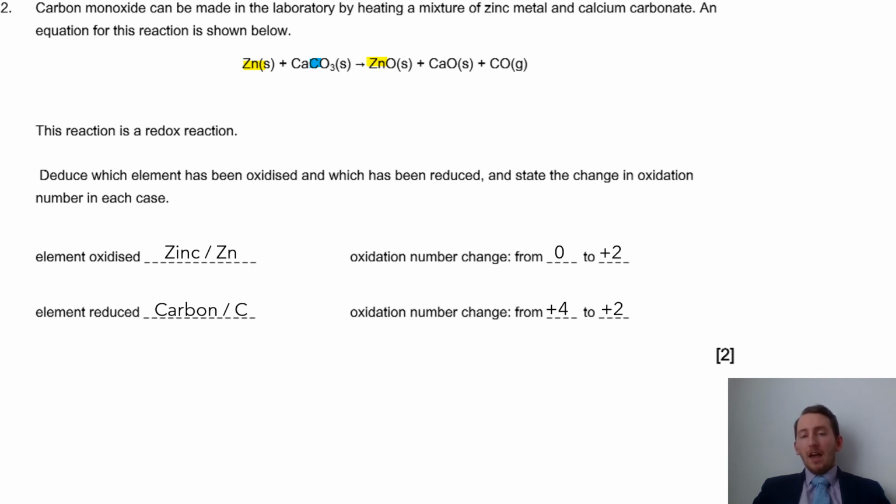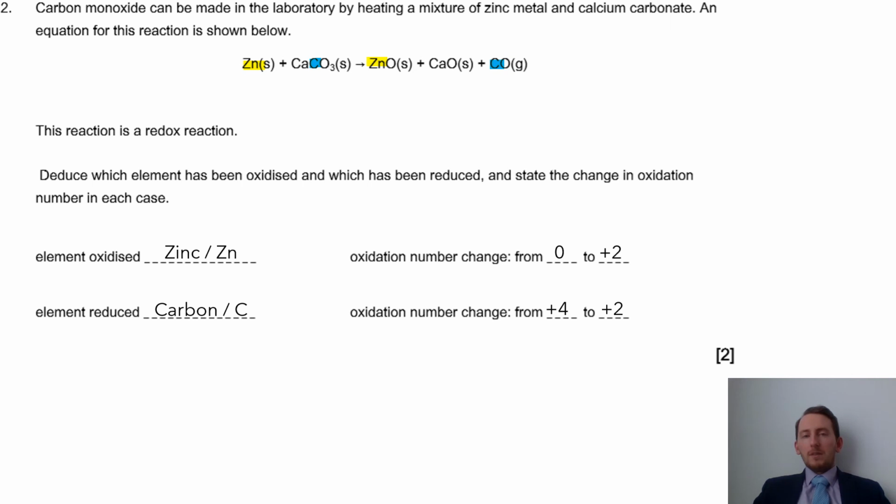And then if I go over to the carbon that's here, oxygen, again, I know that oxygen is -2. So therefore, what does carbon have to be to make 0 overall? It's got to be +2. So +4 to +2, that's a decrease in oxidation number, so therefore that's been reduced.